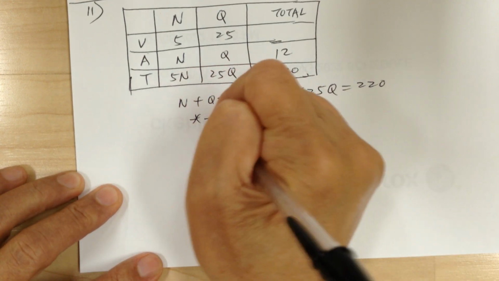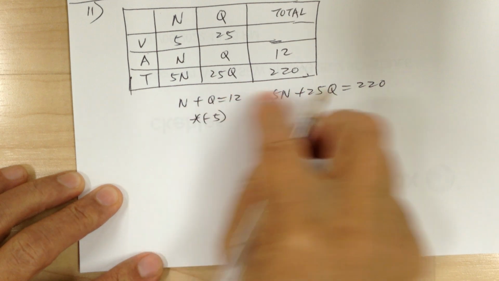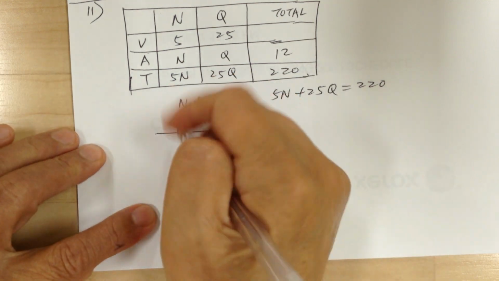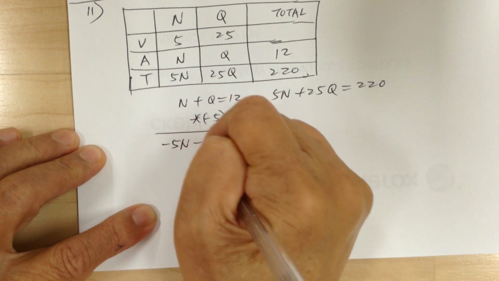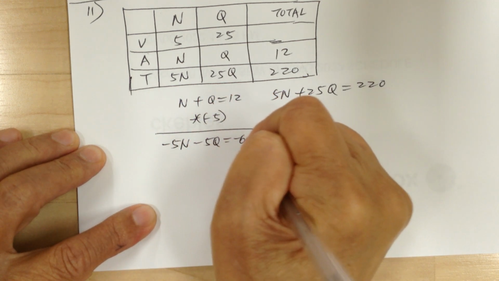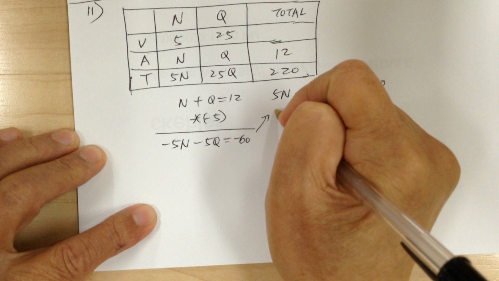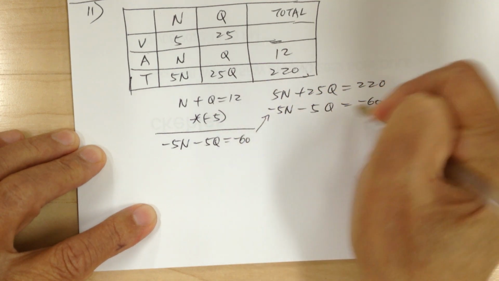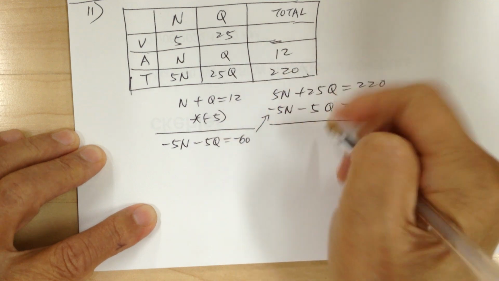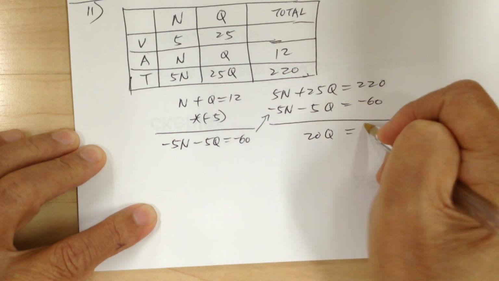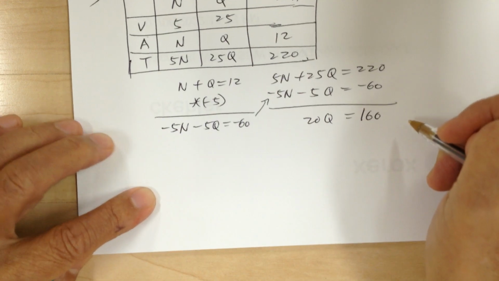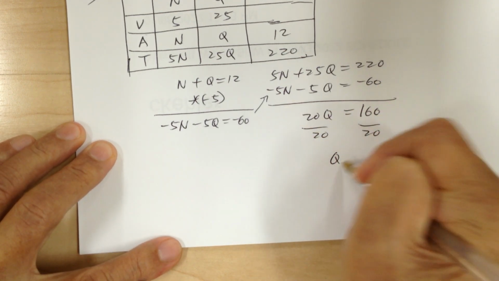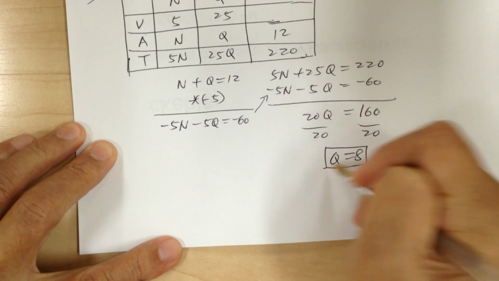I'm going to multiply by negative 5 to eliminate the N, making this opposite. So negative 5N minus 5Q equals negative 60. I'll put it under here, and this will cancel out. So I get 20Q equals 160. Divide by 20 on both sides, so Q equals 8. There are 8 quarters.